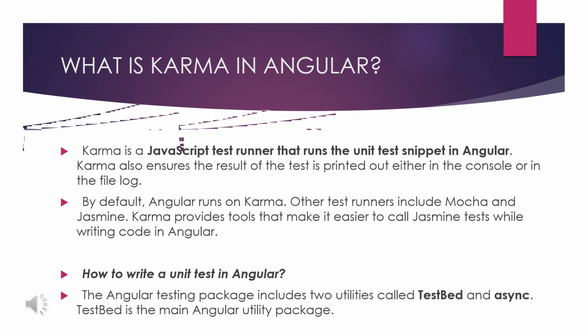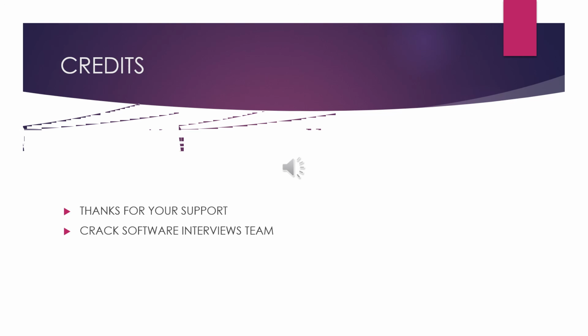If Jasmine is writing the code, then what is Karma doing? Karma will simply run the tests, take these unit test samples and check these conditions. If they are both true, it will return test passed. If any condition fails, it will give us test failed. Okay. TestBed and async are the main things in testing. TestBed is the main Angular utility package used here. Thanks team, thanks for the support.